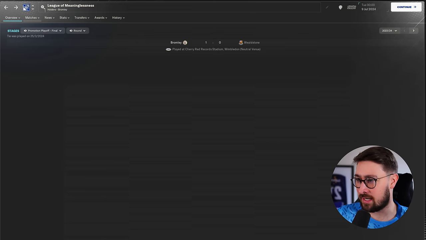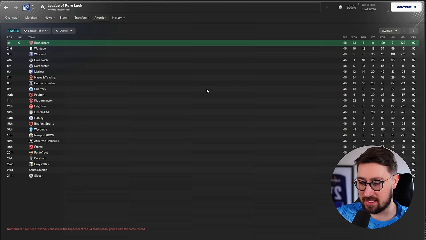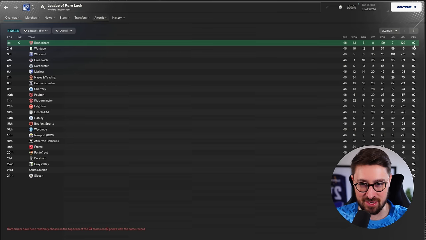There's the League of Meaningless. Let's go to the League of Pure Luck, which is just randomly assigned. Look, it even says it here. Rotherham have been randomly chosen as the top team of the 24 teams on 92 points with the same record, because you get the same amount of points for every result.